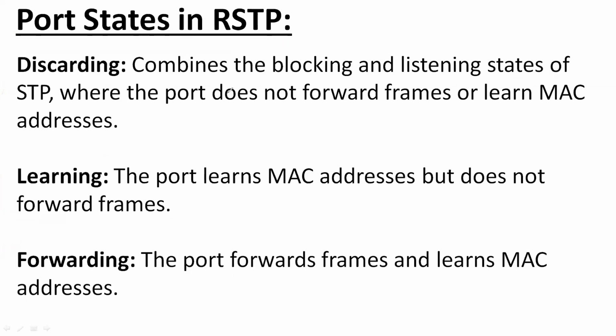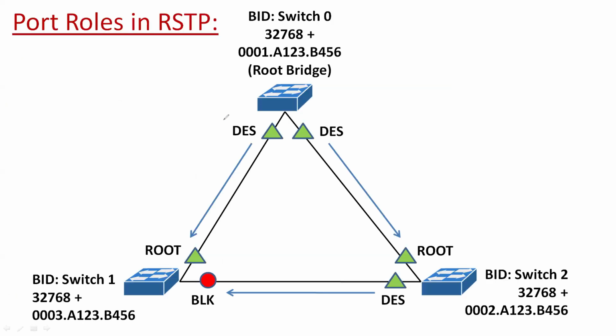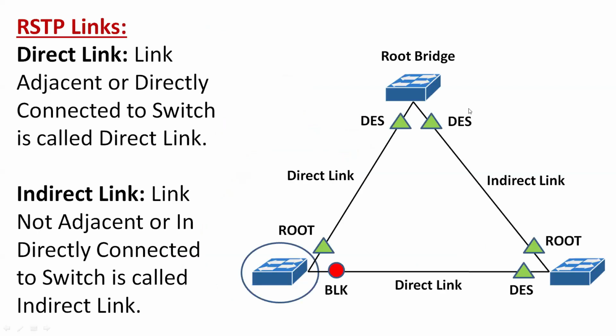If I talk about the states in RSTP, there are three states in RSTP: discarding state, learning state, and forwarding state. Only three states are there, and the total timing for these is approximately 0 seconds to go from discarding to the forwarding state. As we discussed, these are the port roles in STP: root port, designated port, and block port. So these are the same ports available in STP also.